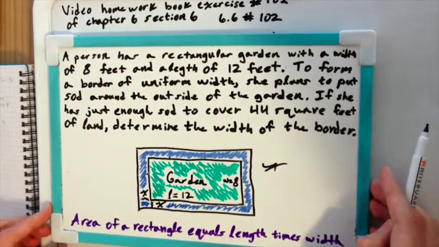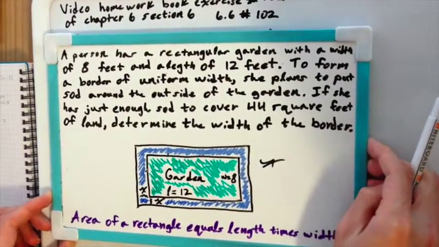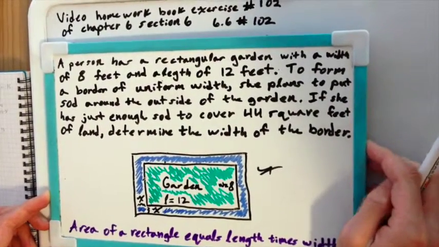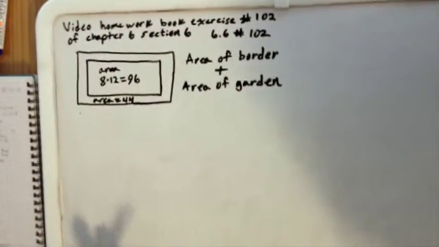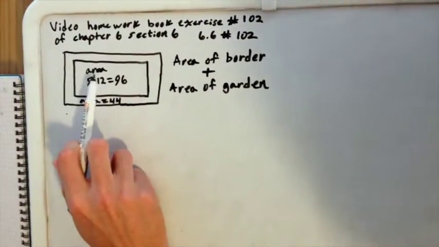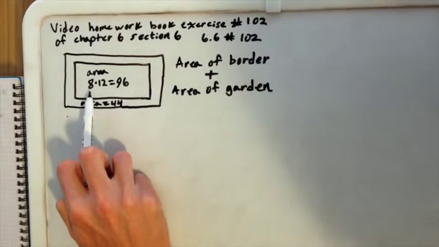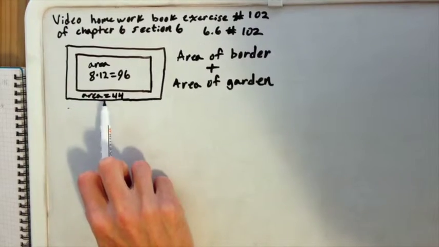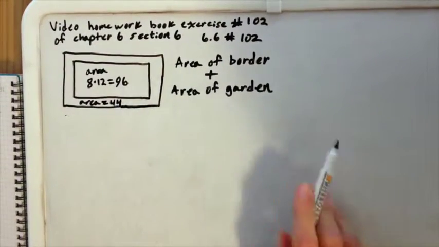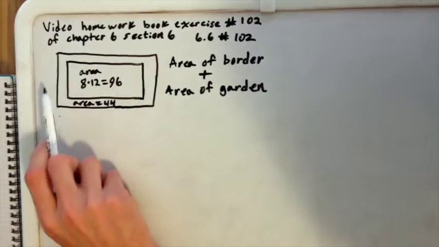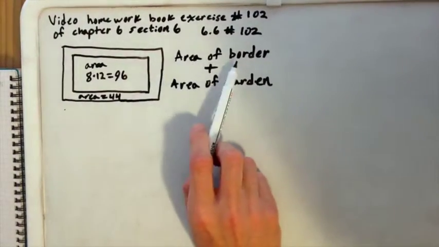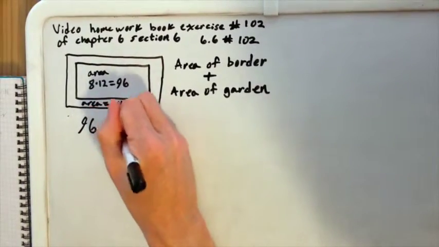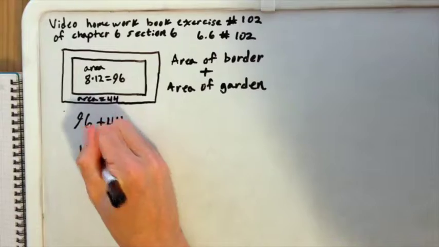Now we have to go about setting up an equation to solve for the width of the outside border. So we know that the area of the inside garden is equal to 12 times 8, which is 96, and we know the outside border total area is 44 square feet. We know the total area of the entire rectangle is equal to the area of the border plus the area of the garden, which would be 96 plus 44, which is 140.